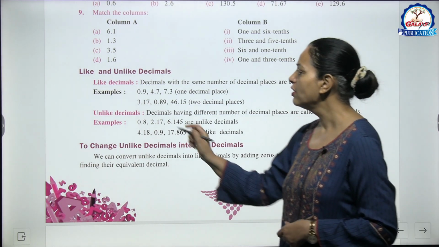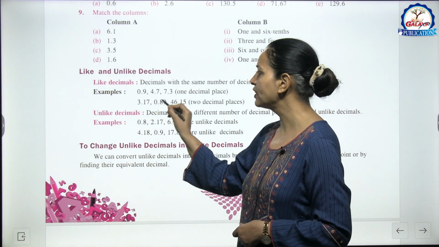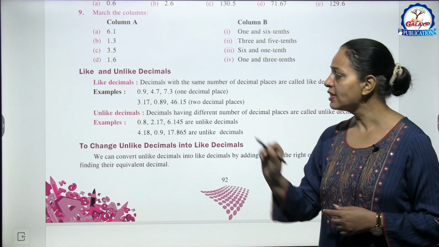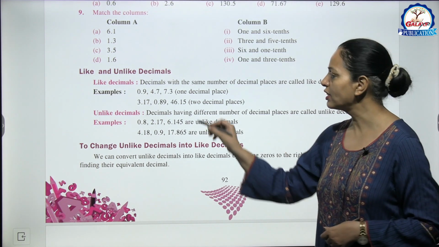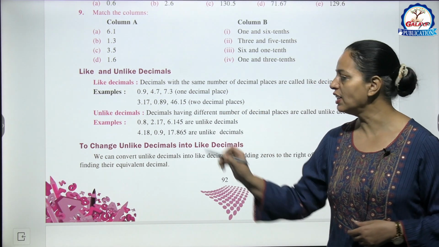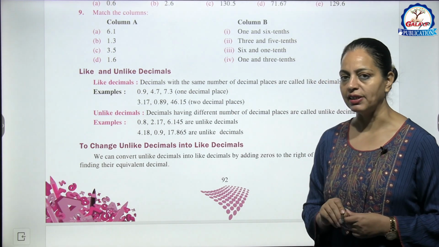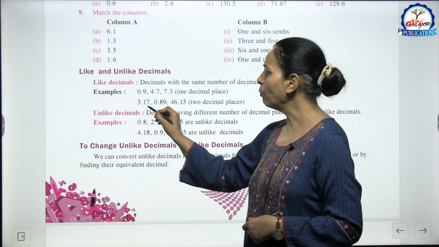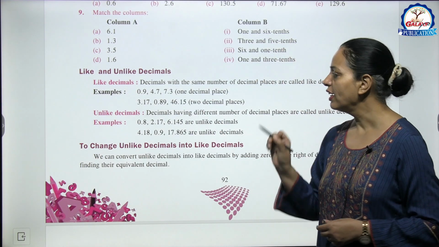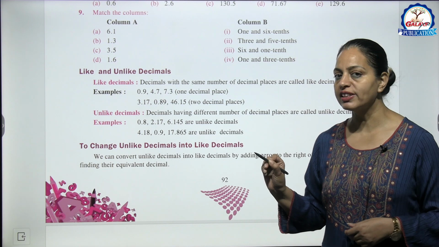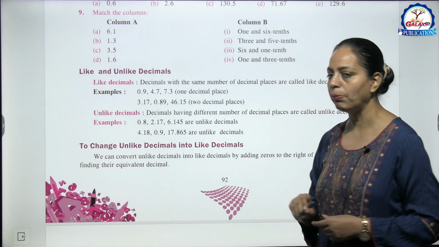For example, 0.9, 4.7, 7.3. सब नंबर्स में डेसिमल के बाद 1 डिजिट है, so this is 1 decimal place. So these are like decimals. Now see this one, 3.17, 0.89, 46.15, decimal point के बाद 2 digits हैं, so 2 decimal places.